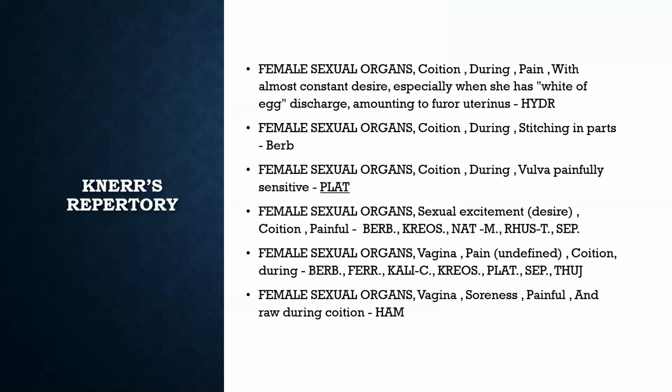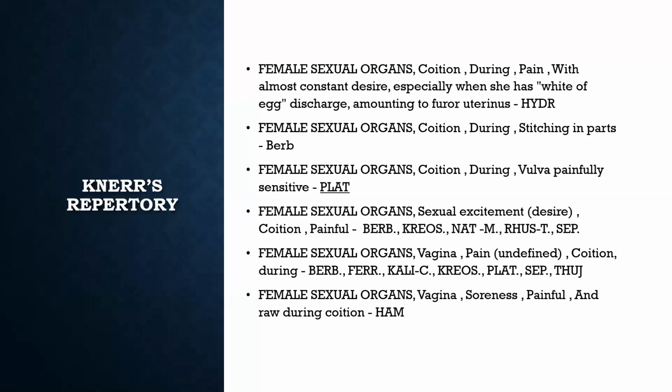Again, you can see there is a rubric in Nurse, the first one: female sexual organs, coition during, pain with almost constant desire, especially when she has white of egg discharge amounting to a furor uterinus. That is what is given in Nurse repertory, and only one remedy is given, that is Hydrastis. So the others are the same.